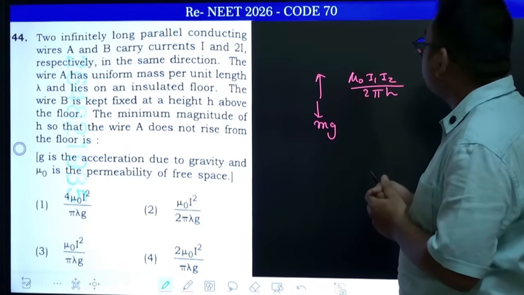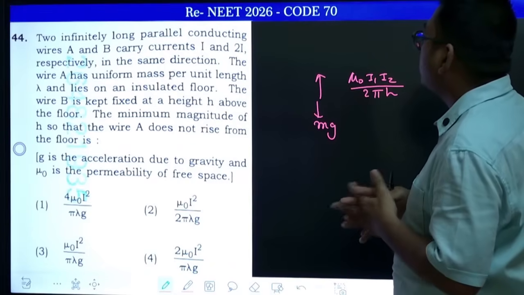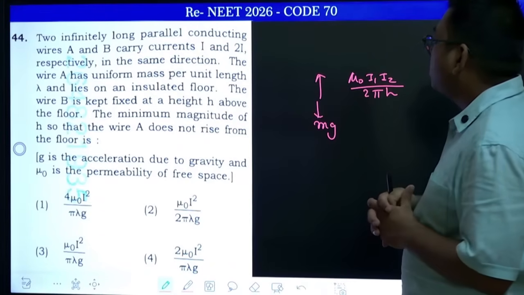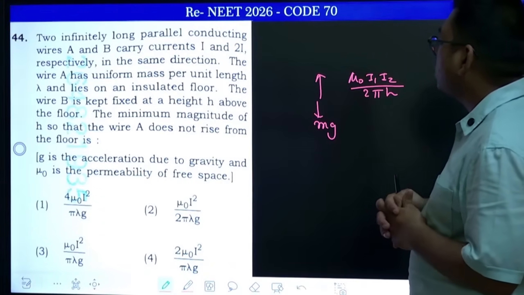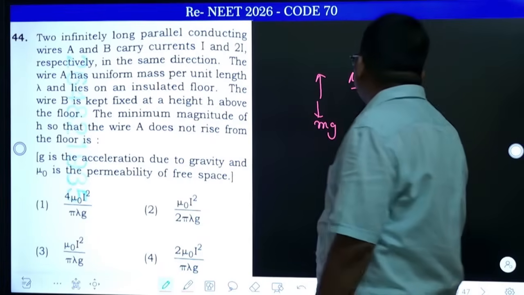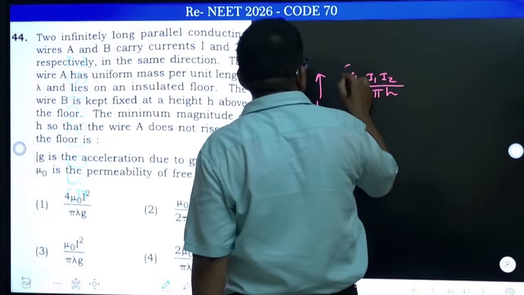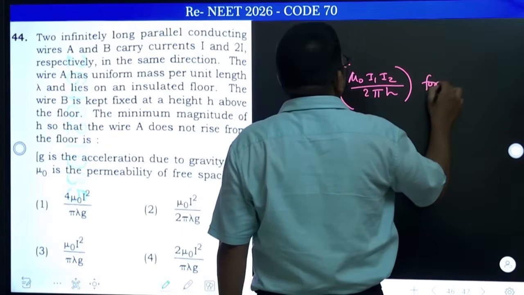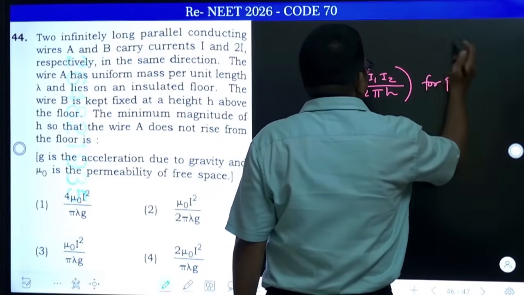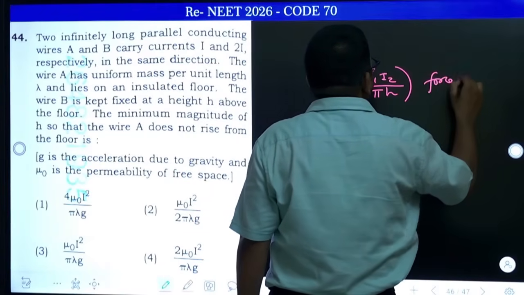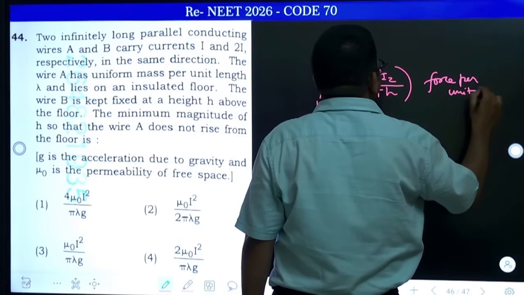B is going to pull this wire, first wire. Okay, lambda. Minimum magnitude of h so that the wire A does not move. So this is the force per unit length. Remember, force per unit length, this is the formula for force per unit length.